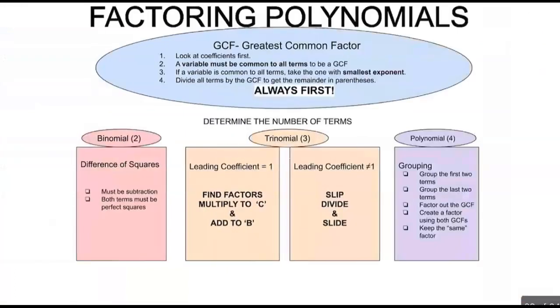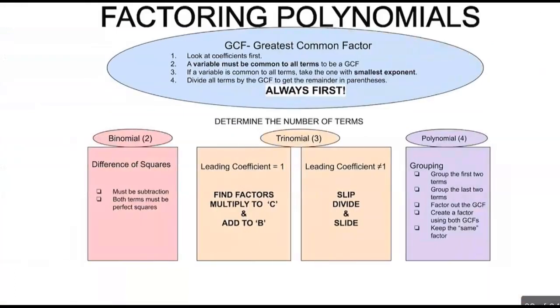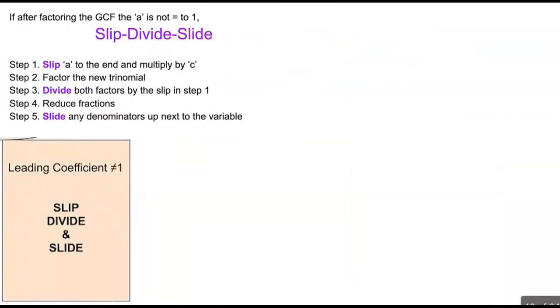So first of all, let's remember GCF first, always. We've already decided that what we're going to be working with today are trinomials. So they have 3 terms, and the leading coefficient is not equal to 1. So let's go ahead and take a look at a couple of problems.